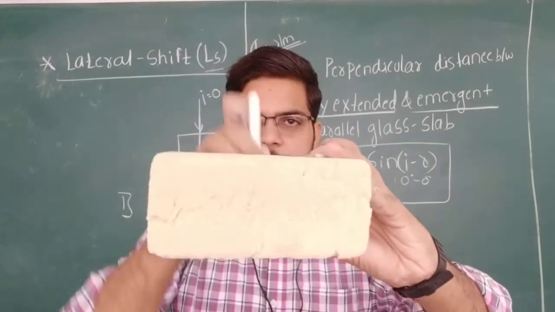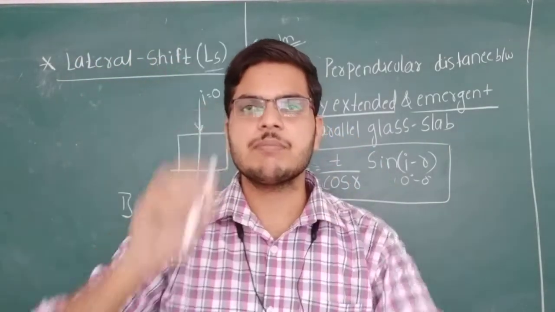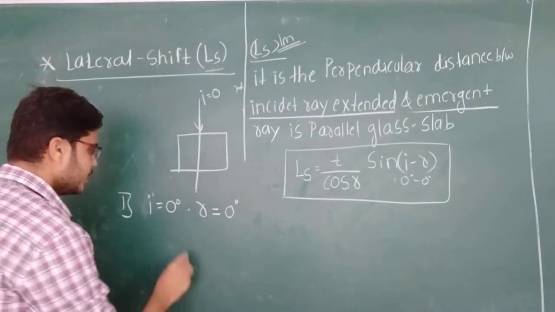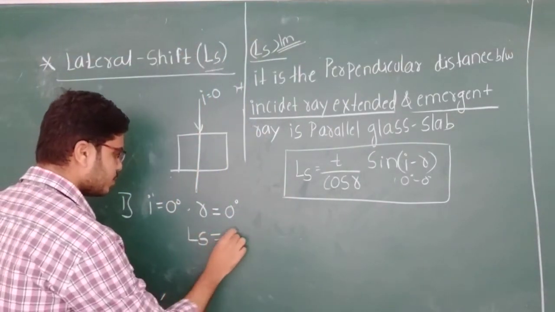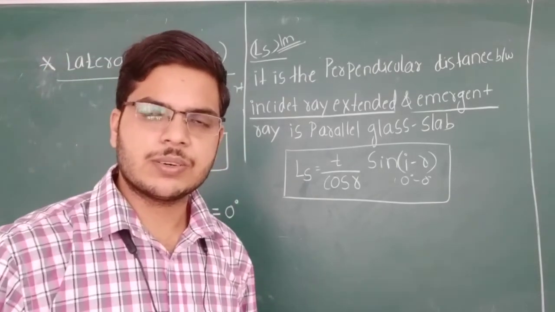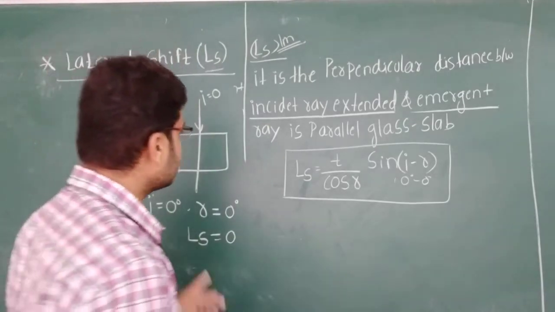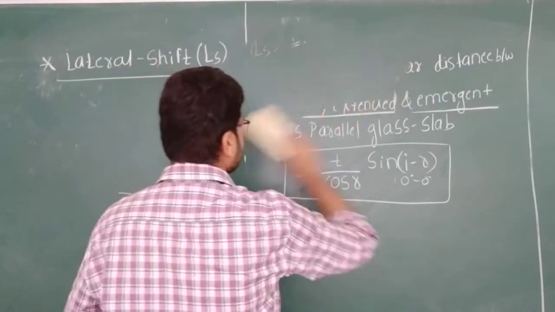The ray is simply passing straight through the middle. Therefore, in this case, lateral shift is equal to 0. Is it clear? When i is equal to 0, then lateral shift is equal to 0. This is the first case.